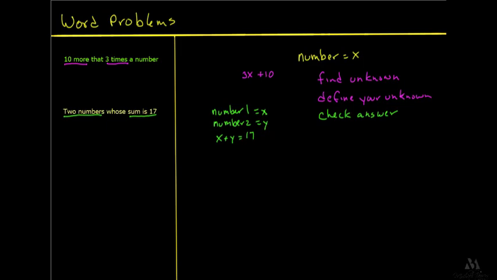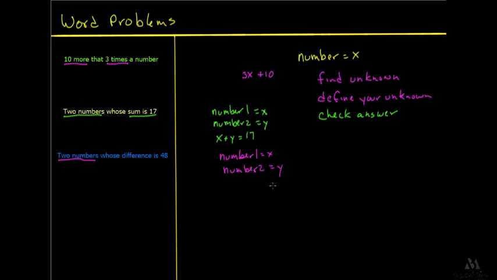Let's try another one. Two numbers whose difference is 48. Well, what do we know? There's our two numbers that showed up again, so we'll just call number 1 x, and the second number is going to be our number 2.